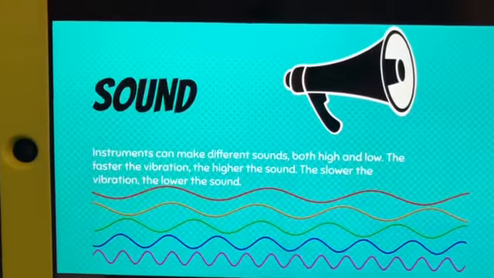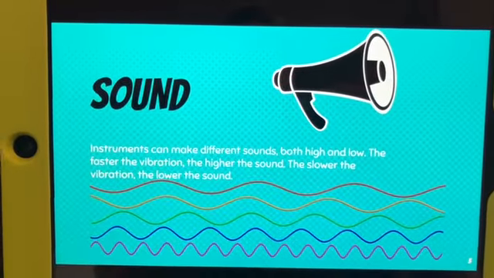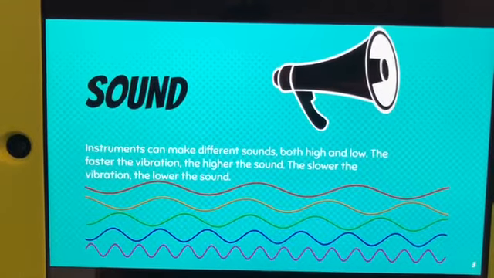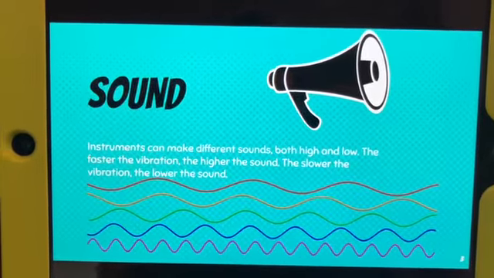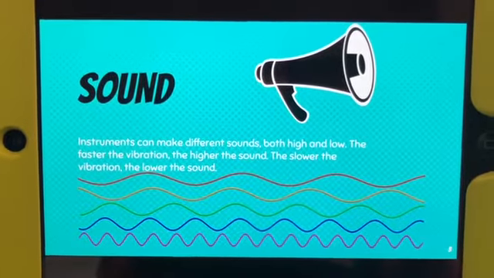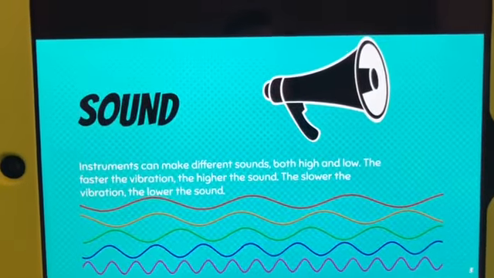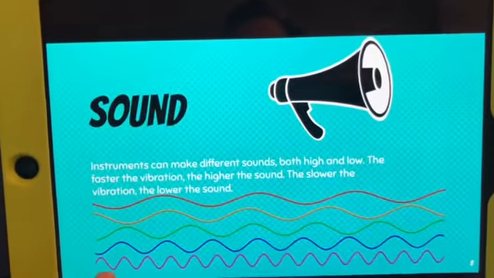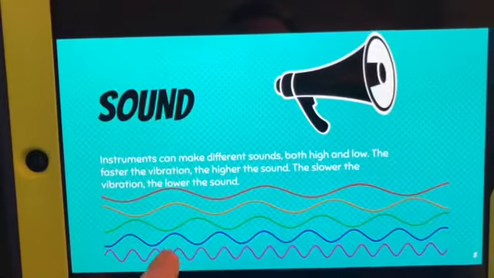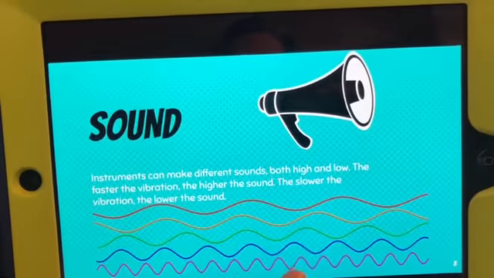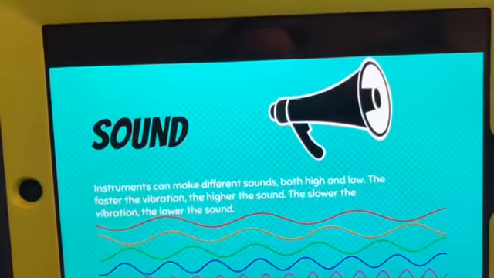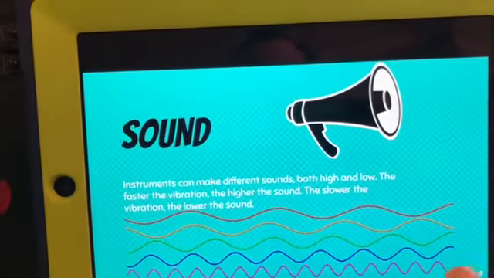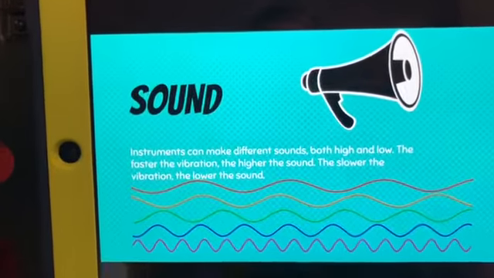Okay, sound. Instruments can make different sounds, both high and low. The faster the vibration, the higher the sound. The slower the vibration, the lower the sound. Okay, this is going to be helpful to us today when we look at guitars. So, the faster the vibration, the higher the sound. So here at the bottom is an example of what a higher sound wave would be. Okay, they move faster along. If it's moving slower, it's a lower sound to our ears.